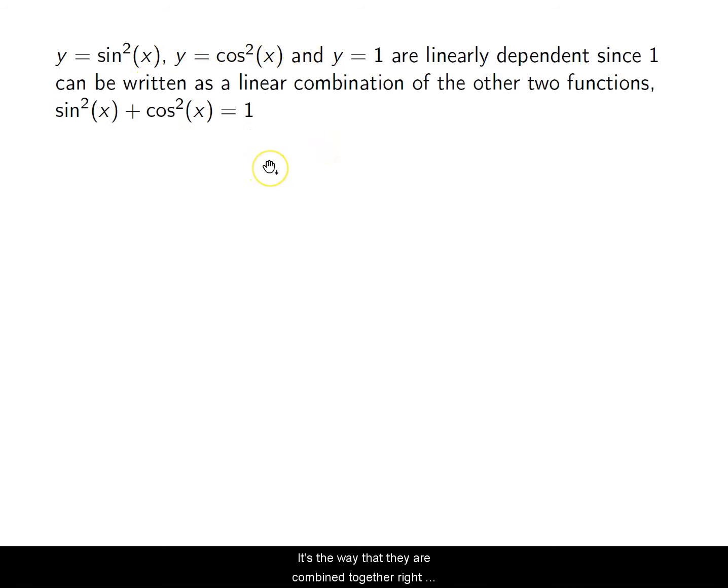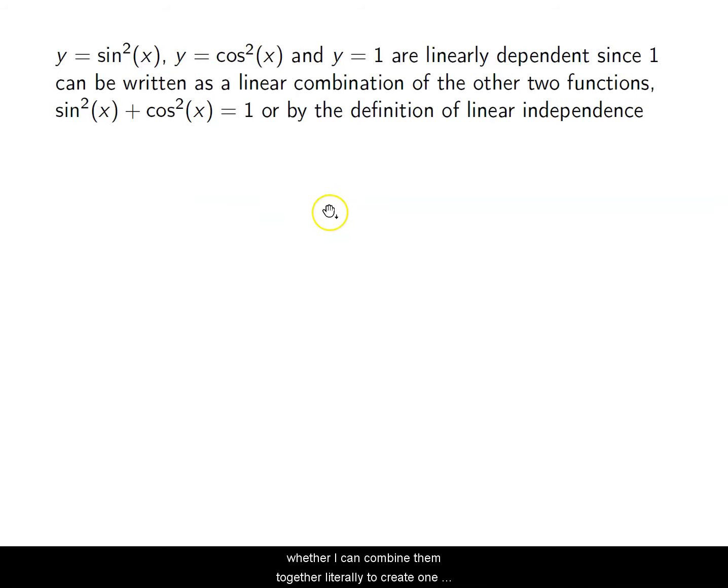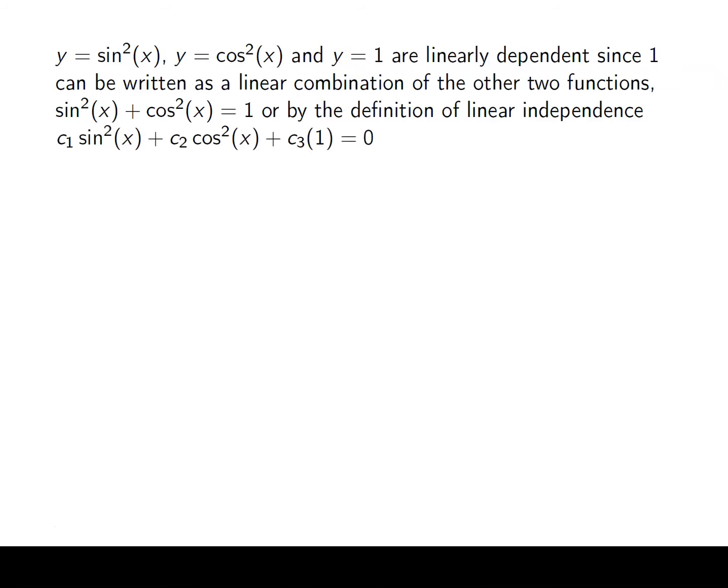It's the way that they are combined together, right? Whether I can combine them together linearly to create one of the ones that is already there. That's what we mean by linear combinations and linear dependence or linear independence, right?